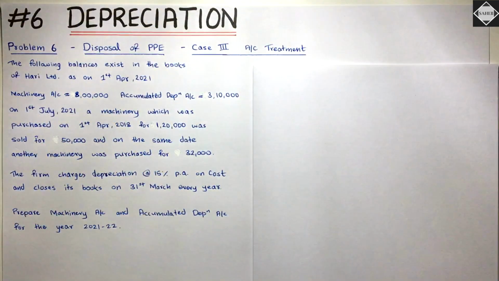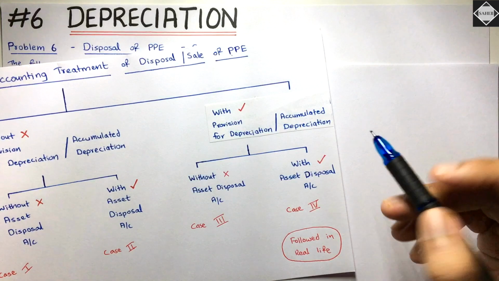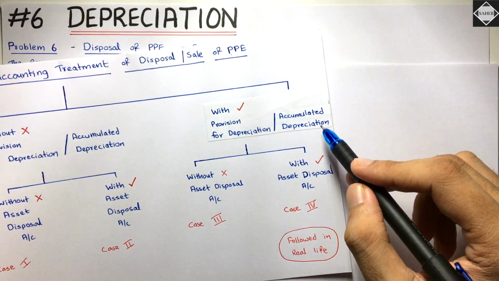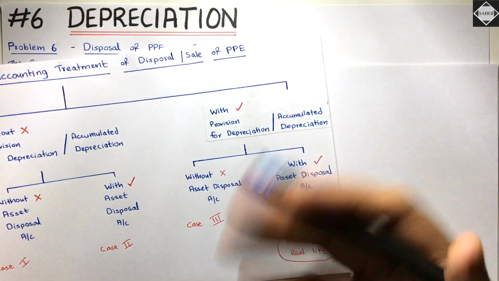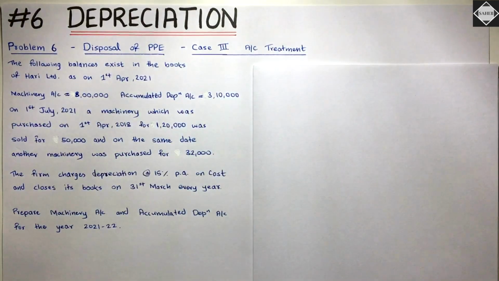Now see, here we have our 6th problem, and here we are selling our tangible fixed asset. We call that as disposal of PPE, and here we have case 3 accounting treatment. Case 3 accounting treatment means we are maintaining provision for depreciation or accumulated depreciation account, but when we are selling off the asset, we are not opening asset disposal account. Okay, fine. So let's go through the question first.